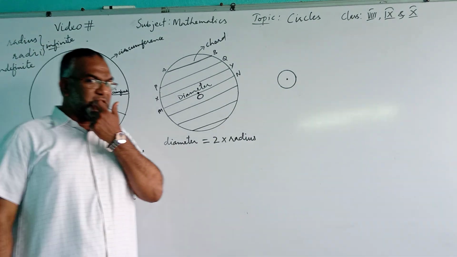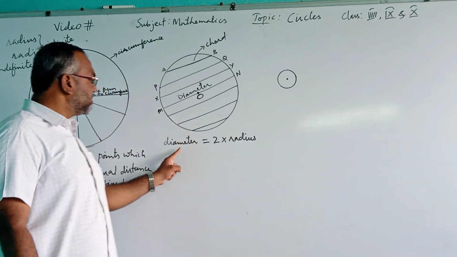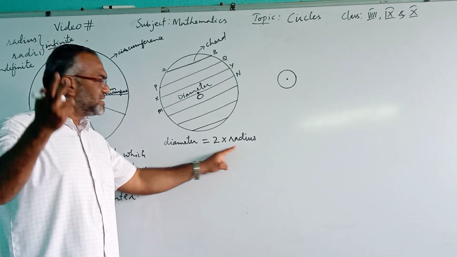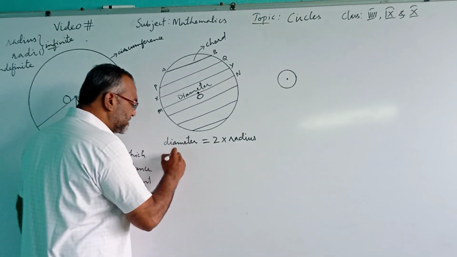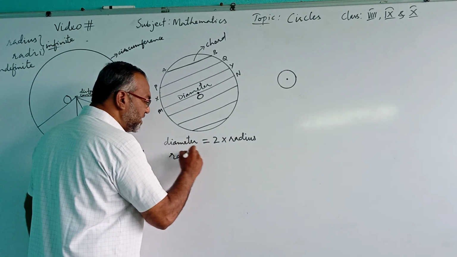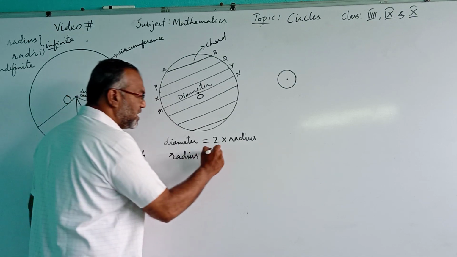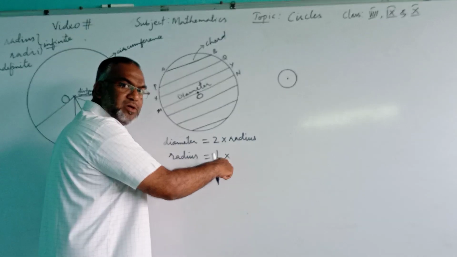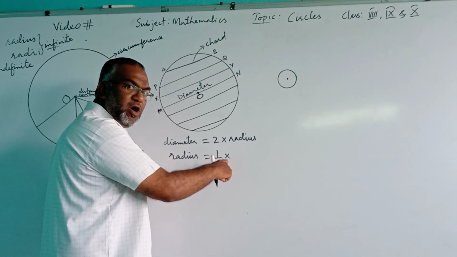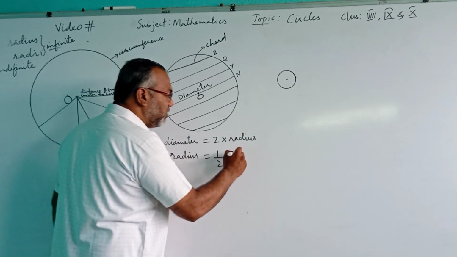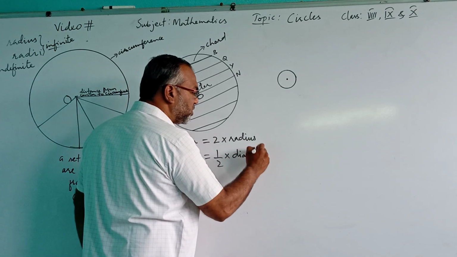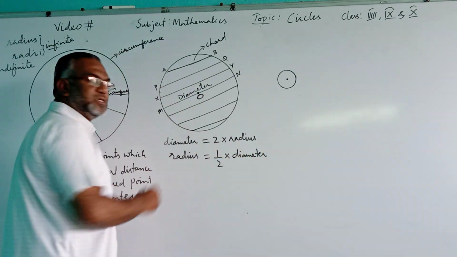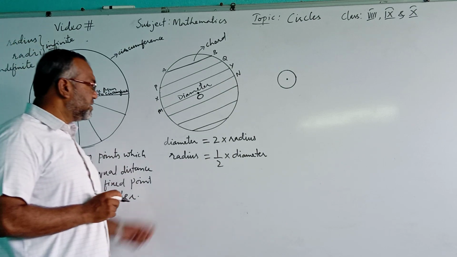Diameter is double the radius. Diameter is always twice the radius. And what about radius? Radius is half of the diameter. You have to remember this. These are important results, right?